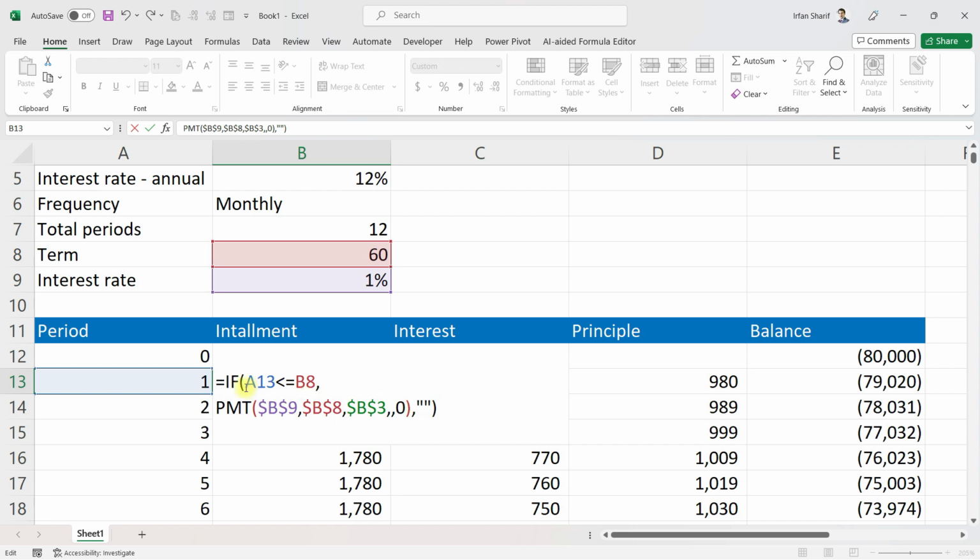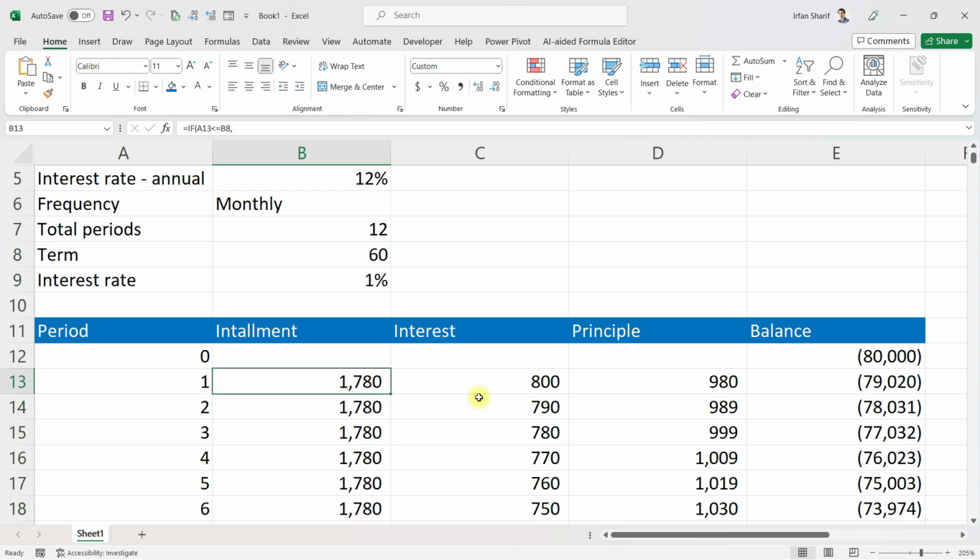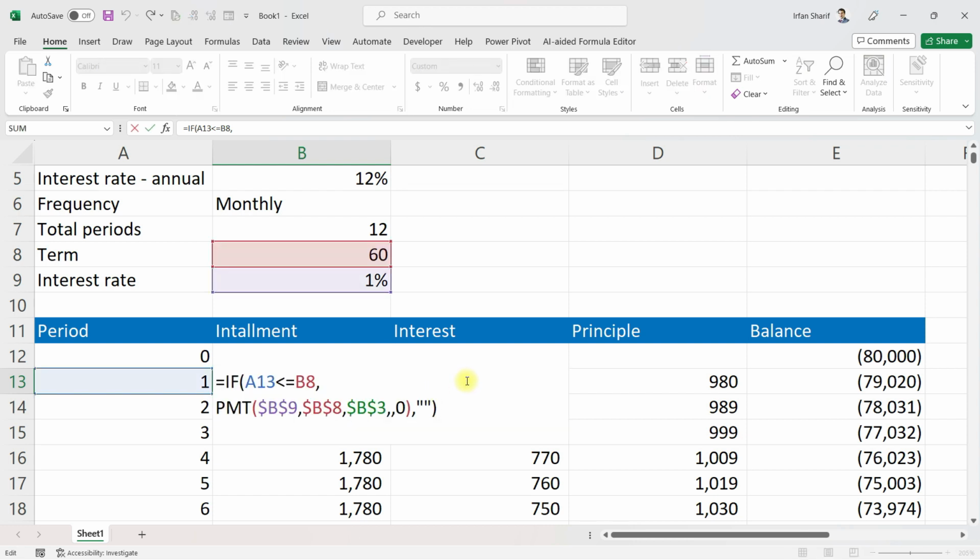Let us read that again. If this cell value is less than or equal to this cell value, then all of that workings should be done. But if that is not the case, give me a blank cell and press enter. Now before we copy paste this to the cells below, let us make sure that we have made the cell references absolute where needed. So A13 will automatically go down, so we will not fix that, but this B8 should remain fixed, so I will be locking this cell.